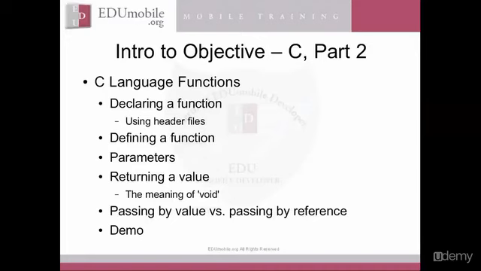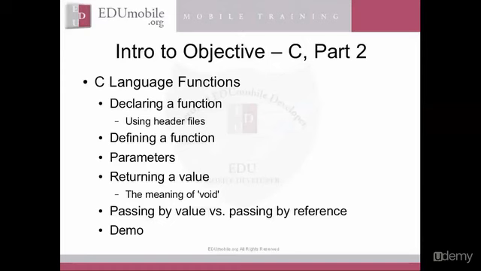Hi, today we're going to talk about C language functions as part of our intro to Objective-C. Now, Objective-C methods are called using a different syntax than straight C language functions, but a lot of Objective-C uses C language functions, and so when we look at the iPhone and iPad API, we're going to see a lot of C language functions being thrown around. And so understanding this is one of the keys to understanding Objective-C and how to program with the iPhone.